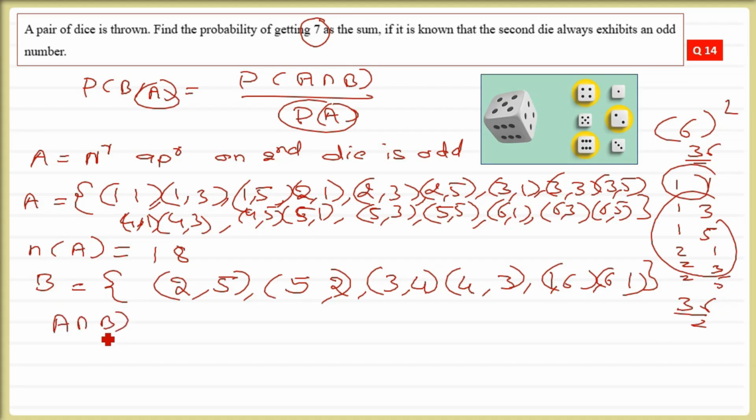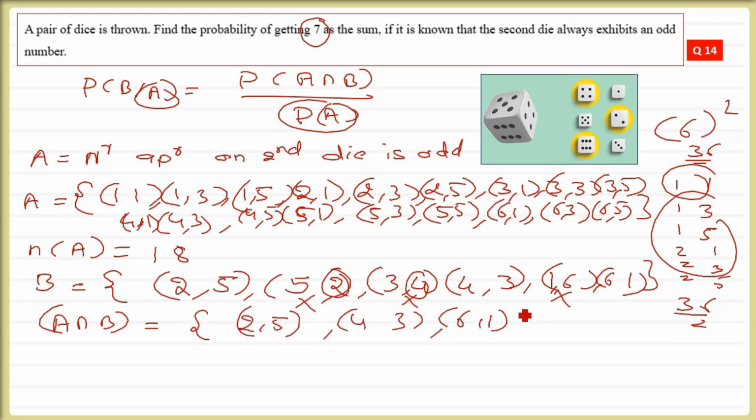Now A intersection B is what? The common values between A and B. A has only 1, 3, 5 at the end. So this 2 and 4 cannot come. 1, 6 cannot come. All the odd numbers in the second die in B cannot come. So 2, 5, 4, 3 and 6, 1. These are the elements you will find both in A as well as B.